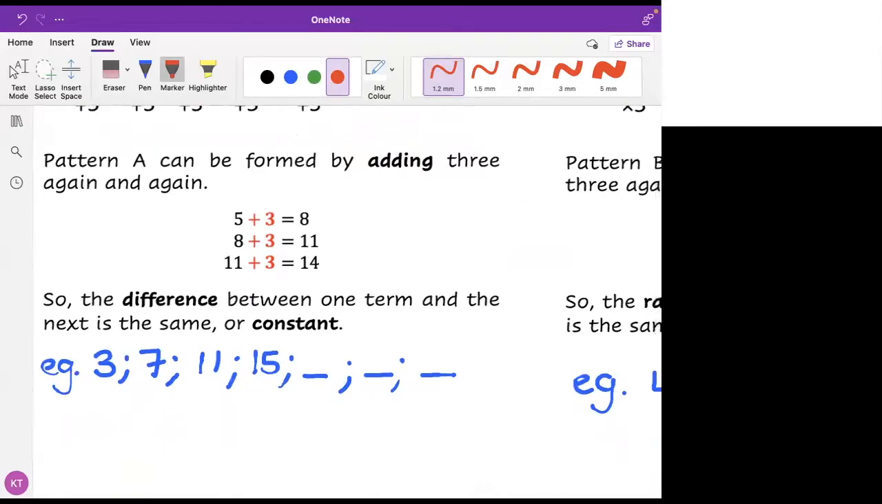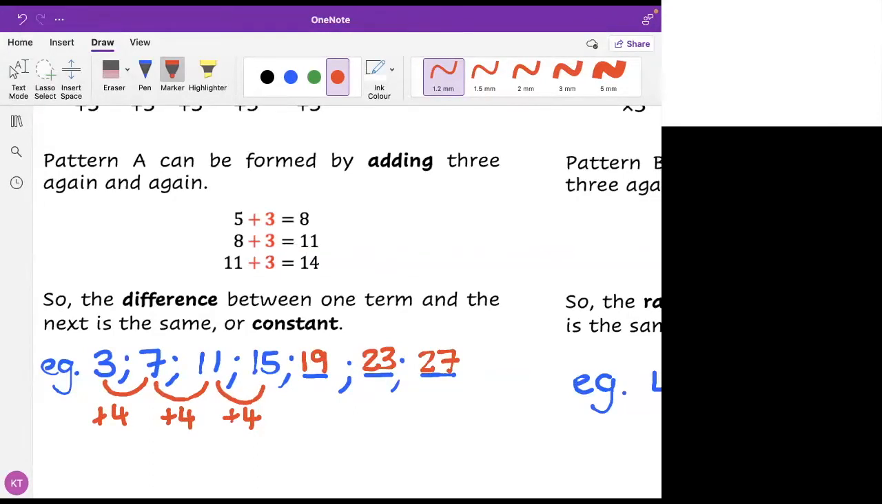Okay, I've got 3, 7, 11, and 15. So the first thing we need to work out is, is there a constant difference? Well, to get from 3 to 7, I add 4. From 7 to 11, I add 4. 11 to 15, I add 4, which means that I definitely have a constant difference. So what do I need to do now? I need to say 15 plus 4 gives me 19. 19 plus 4 will give me 23. And 23 plus 4 will give me 27.